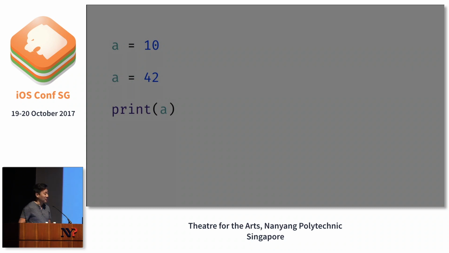Here's a little bit of code. The code is going to run straight through, I would hope, and we should expect that it will print out 42. We set A to 10, we set it to 42, we print it out, very simple. Probably you can guess what's going to happen next.